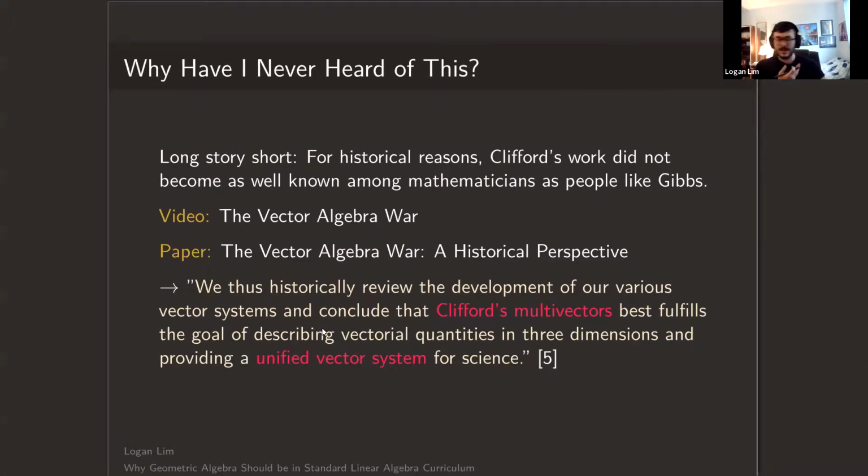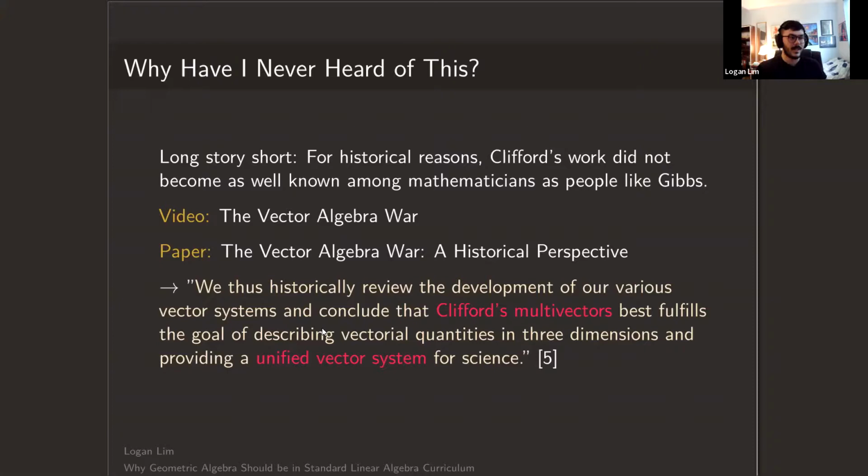So why maybe have you not heard of this before? This is actually a pretty old subject. It's been around for maybe 100 years or so. And long story short, Clifford's work didn't really become as well known among mathematicians as people like Gibbs, which is why we use matrices for everything now. But there's a ton of different geometric operations that really don't need the full expressiveness of matrices. Matrices are still powerful, and we definitely need them for things like representation theory as well.